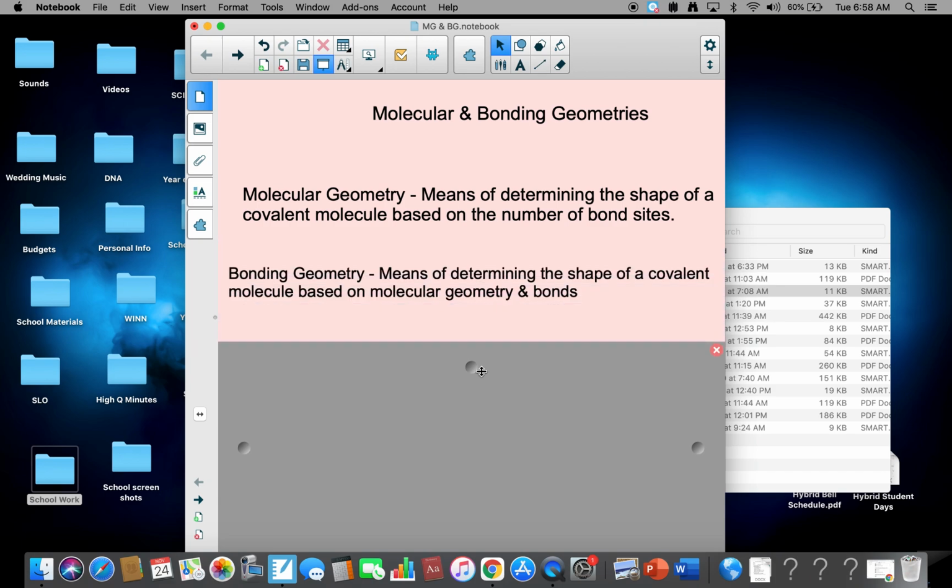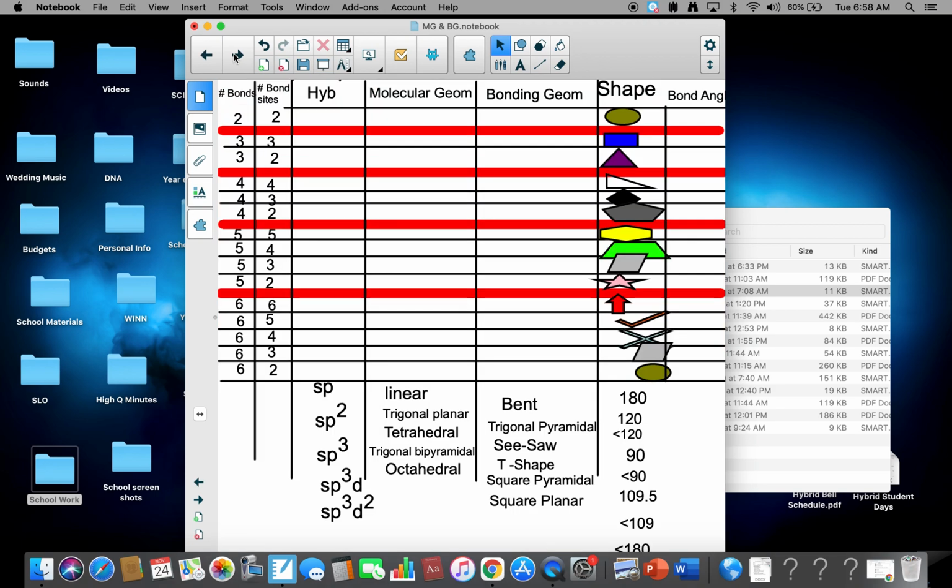Bonding geometry means determining the shape of a covalent molecule based on the molecular geometry, what we get from molecular geometry, and then just the bonds. Okay, so that's what we get from there. Now I have a sheet in this document as well, so you can identify it from there.